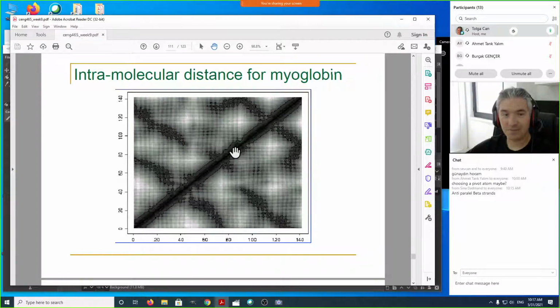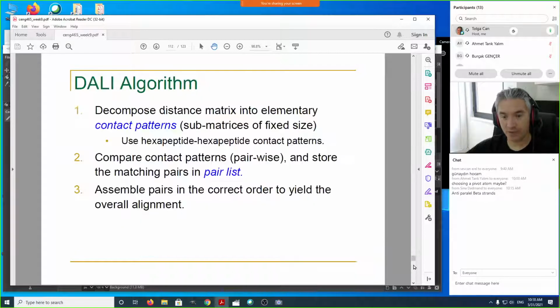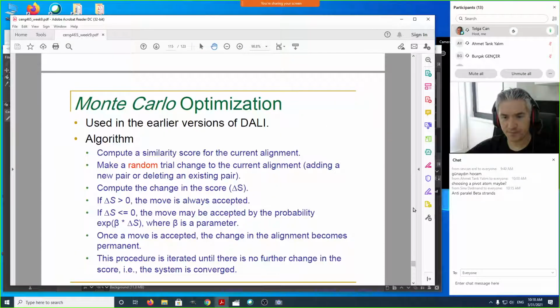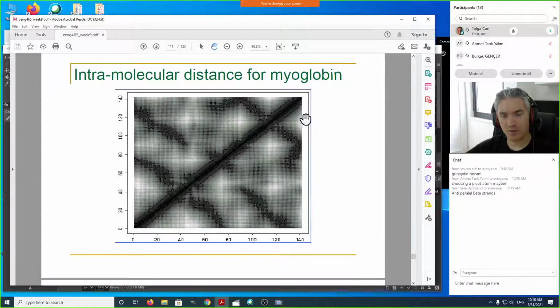So the Dali algorithm basically takes two intramolecular distance matrices of two different proteins. I will have one for one protein, and I will have another for another protein. Can I view them all in a single rectangular matrix? No, actually, it will not work. So it's a square matrix. I will have one for one protein. Another protein that I want to align with this one is going to have another intramolecular distance matrix, which may not be the same size. Okay, it may be a 70 by 70 intramolecular distance matrix.